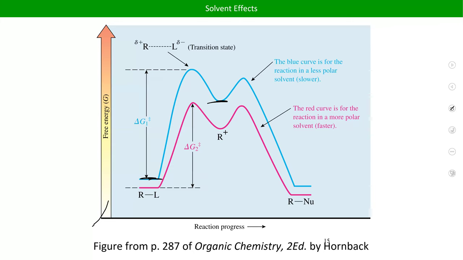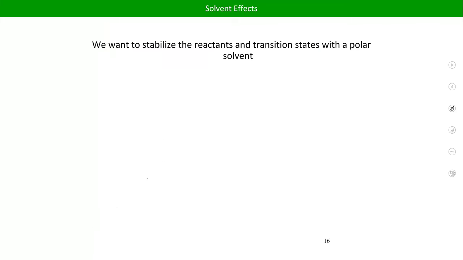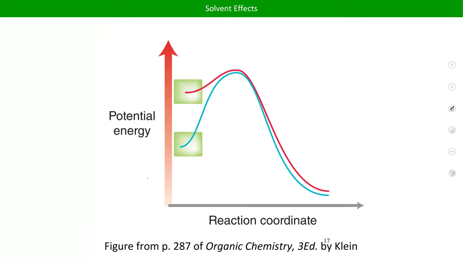With the added caveat that the protic versus aprotic winds up playing a role as well. So we want to stabilize, we want the reaction to happen. We want to stabilize the reactants and transition states with a polar solvent. We don't want to stabilize the reactants too much, because if we stabilize the reactants too much, then that's going to make it so nothing will happen. And so the more we can stabilize the transition state without stabilizing the reactants, the faster things will go. And that's where the protic solvents come in, or the aprotic solvents come in. Because protic solvents stabilize those reactants too much.